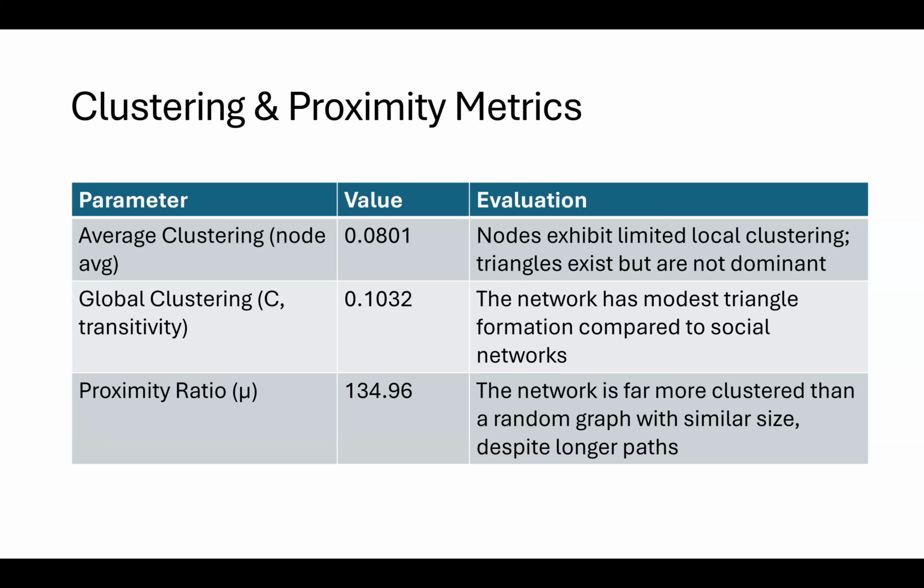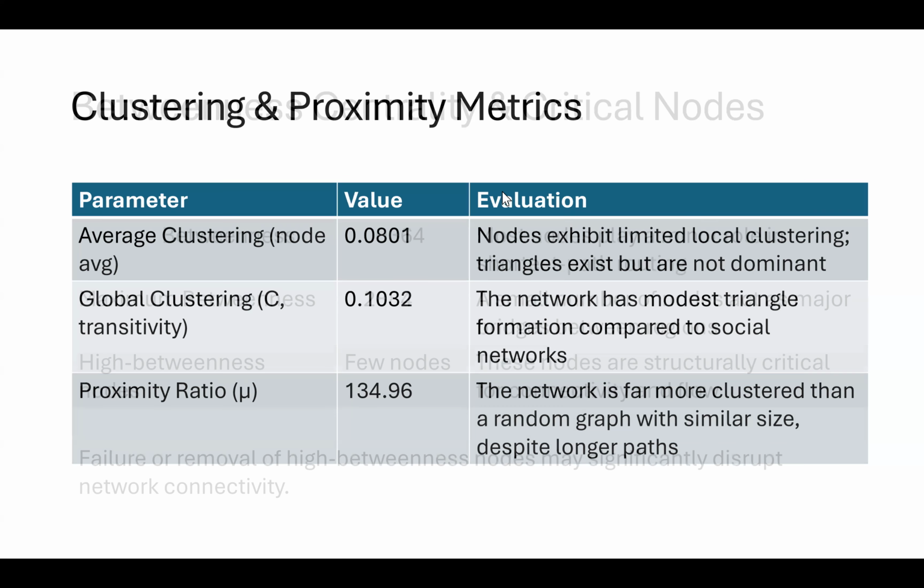The proximity ratio is 134.96. This compares the clustering and path length of this network to a random graph with the same size. A value much greater than 1 indicates strong deviation from randomness. Here, despite having long paths, the network is significantly more clustered than a random graph. This suggests structured organization rather than random wiring. It's obvious because this is a real thing.